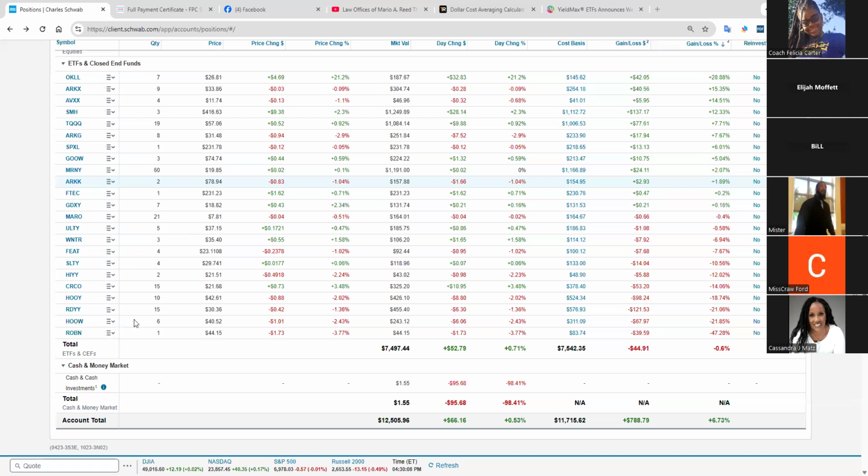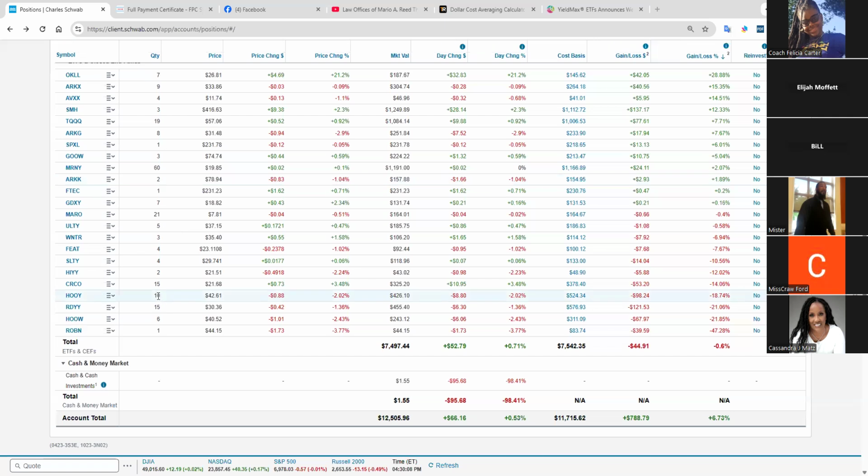HOOW has 6 shares, HOOY has 10 shares. Those positions are continuing to pay out dividends, even though they've depreciated by 21% and 18% respectively. They're still continuing to pay out dividends. So those stocks are held on to for the purpose of getting money regularly.